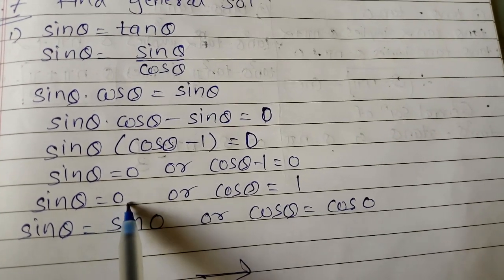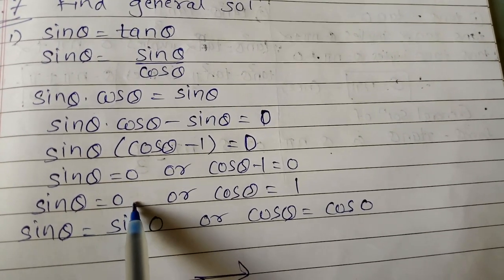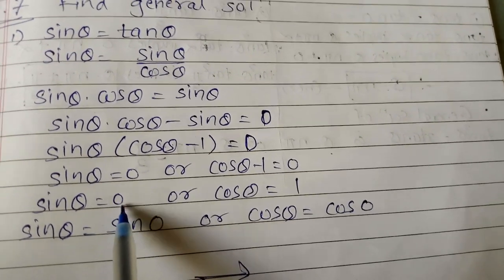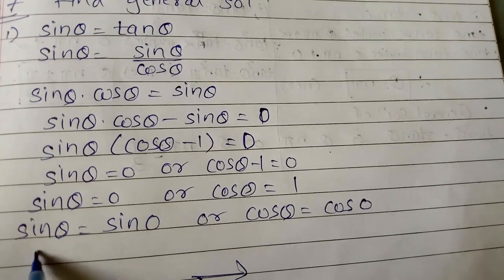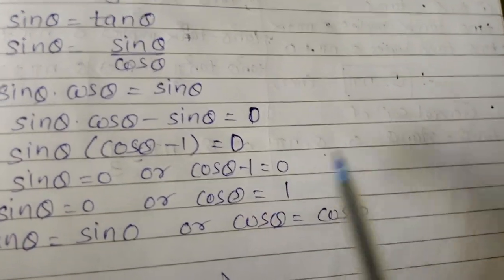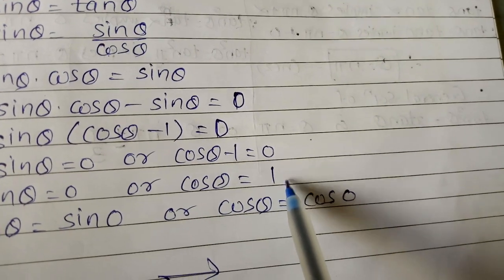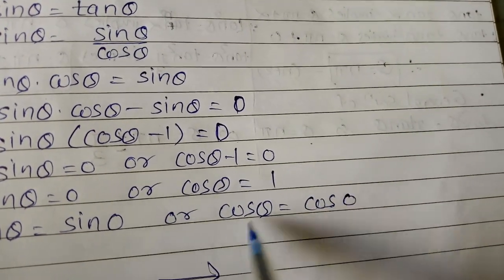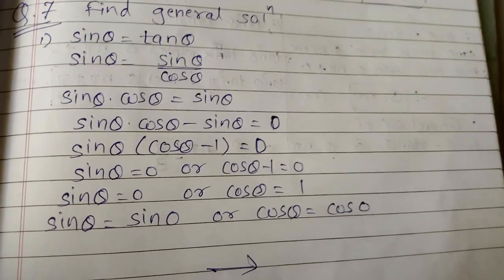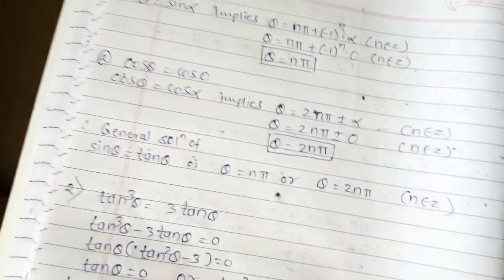Now here we ask which angle of sine has the value 0. So sin 0 is 0, so we write here sin theta is equal to sin 0. And which angle of cos has the value 1? That is cos 0. So again cos theta is equal to cos 0. And now we are comparing with the second table. So sin theta is equal to sin alpha.